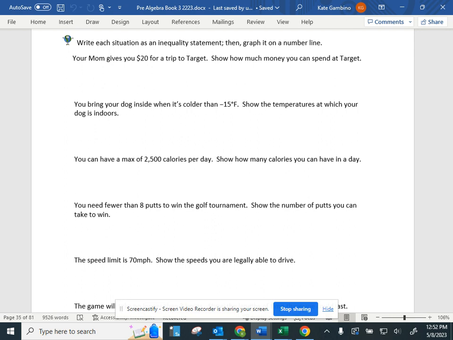So let's look at our first word problem. Your mom gives you $20 for a trip to Target. Show how much money you can spend at Target. First thing I have to do is write my inequality statement. How would I write that? So your variable would be n. Which inequality do I want to use?